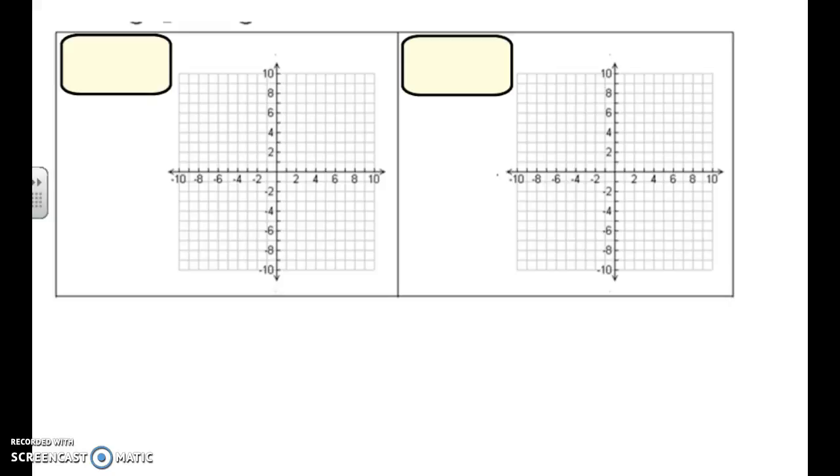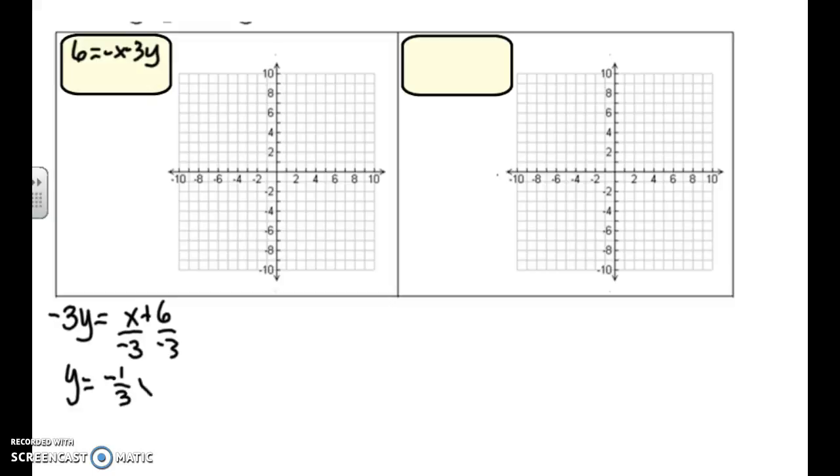All right, so this next one says your equation is 6 equals -x minus 3y. So we have to do a little rearranging. So down here at the bottom, I'm going to take that -3y, I'm going to add my x to the other side, so I get x plus 6, and then I'm going to divide everything by the -3. So that first equation is y equals -1/3 x minus 2. We need to graph that one. So it starts at -2, and then it goes down 1, right 3, or up 1, left 3.